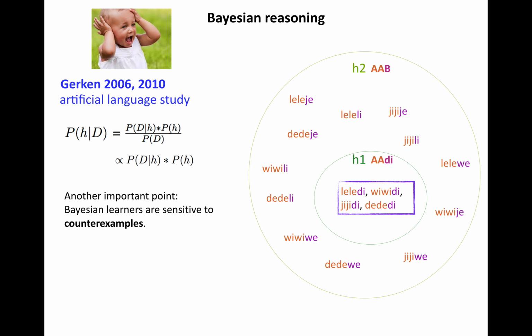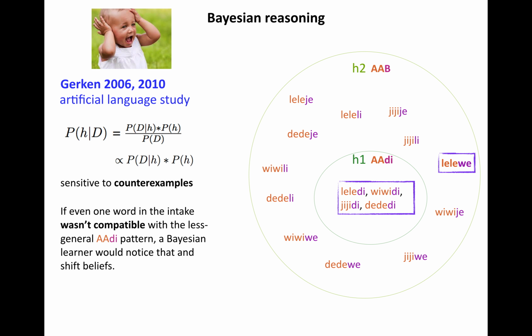Right, but let's focus on counterexamples a little bit more, because this is again one of the nice things about Bayesian learners: Bayesian reasoning is sensitive to counterexamples, those things that are not compatible with your current hypothesis, right? So even if one word in the intake, this is sort of an extreme example, the optimal Bayesian learner, but if even one word in the intake wasn't compatible with that more specific, that less general hypothesis, then a Bayesian learner would notice that and shift beliefs. So if you get Lele Wei and you thought this was the right hypothesis, well, Lele Wei is not compatible with that. So that's your counterexample. That says, just kidding, let me shift to this more general hypothesis, right?